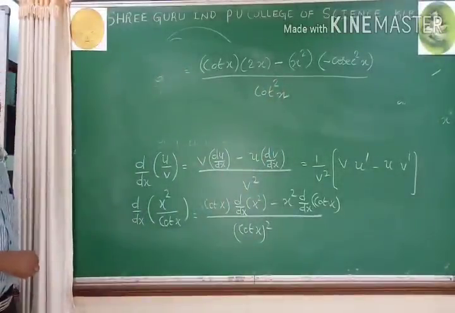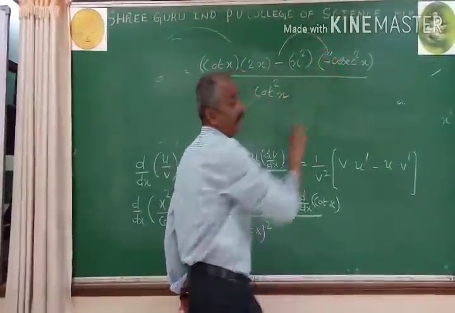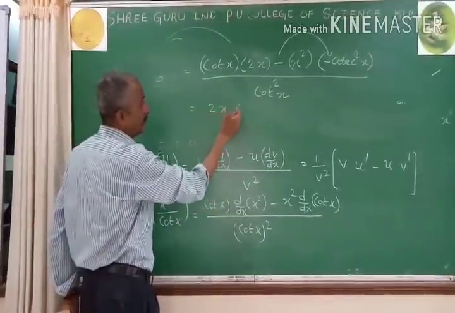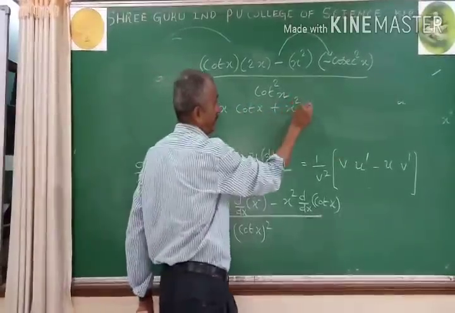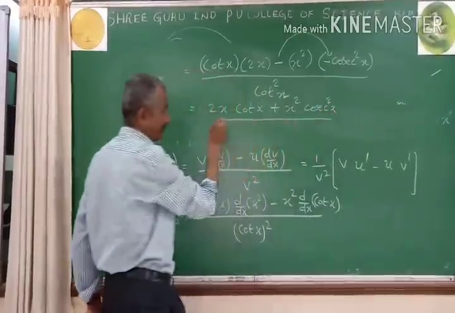Further, if you wish, one more step can be taken, because here minus into minus is going to become plus. So that is equal to 2x into cot x, then plus x square into cosec square x divided by cot square x.